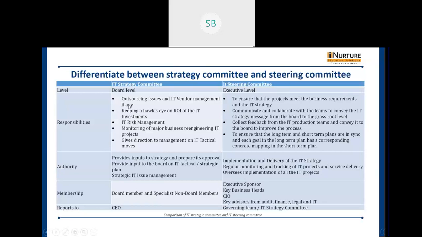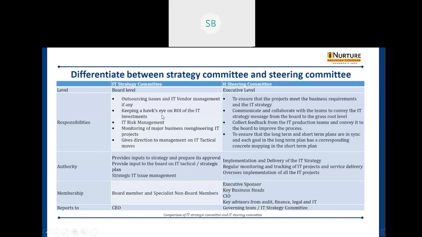So this is a strategy committee. The IT strategy committee is at the board level, but the steering committee is at the executive level. So this very difference may be very important from your examination point of view also. What are the responsibilities of the strategy committee? It's outsourcing issues and IT vendor management, if any. And here, to ensure that the project meets the business requirements, as we have just seen, and the IT strategy.